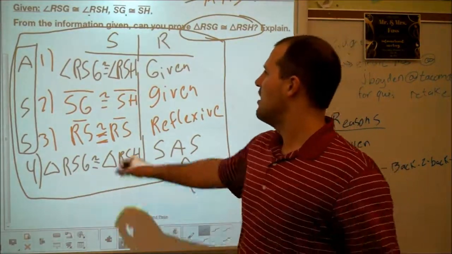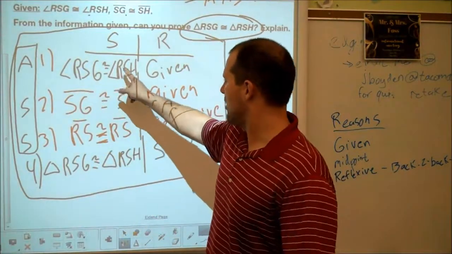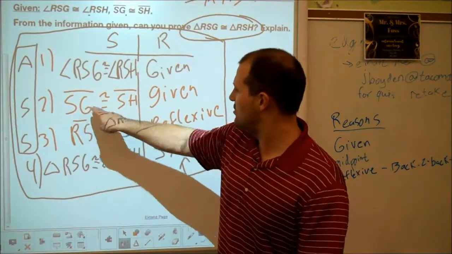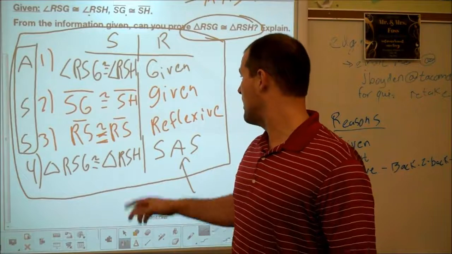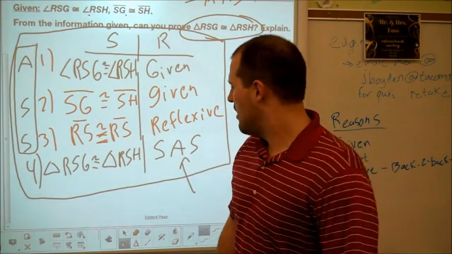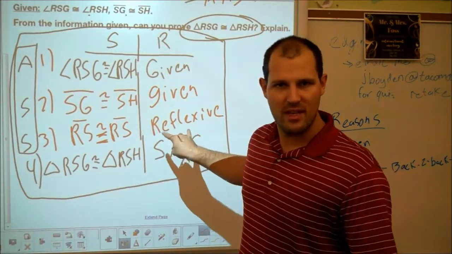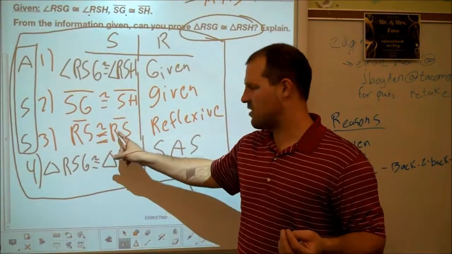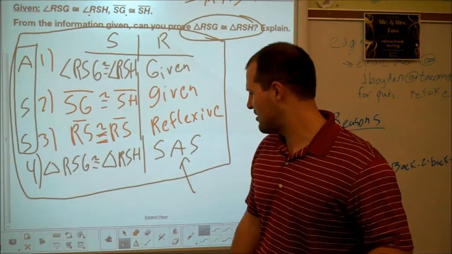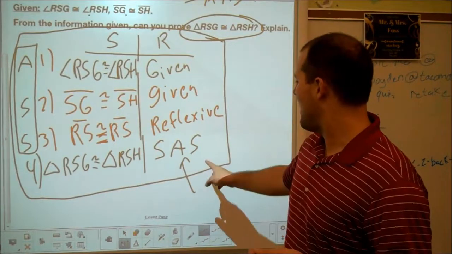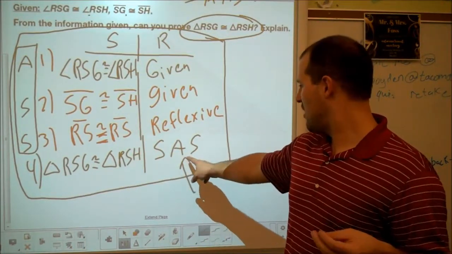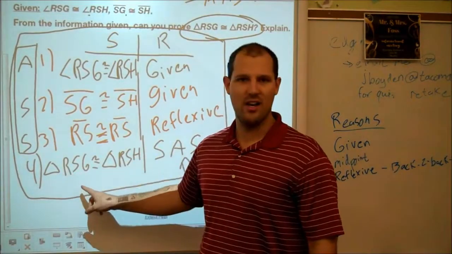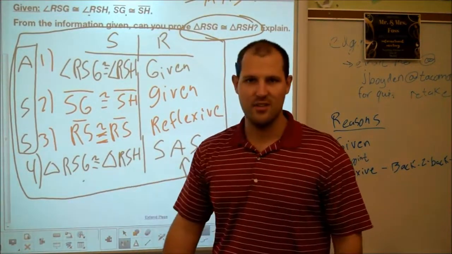We could say, we know that angle RSG is congruent to RSH because that information was given to us. And we also know segment SG is congruent to segment SH because that information was given to us. And because we understand the reflexive properties, when things are back to back, we can look at this picture and realize RS is congruent to RS, and it's in both triangles. And because of that, and the way we labeled the picture, we know that we have a side angle side situation, which proves that triangle RSG is congruent to triangle RSH.